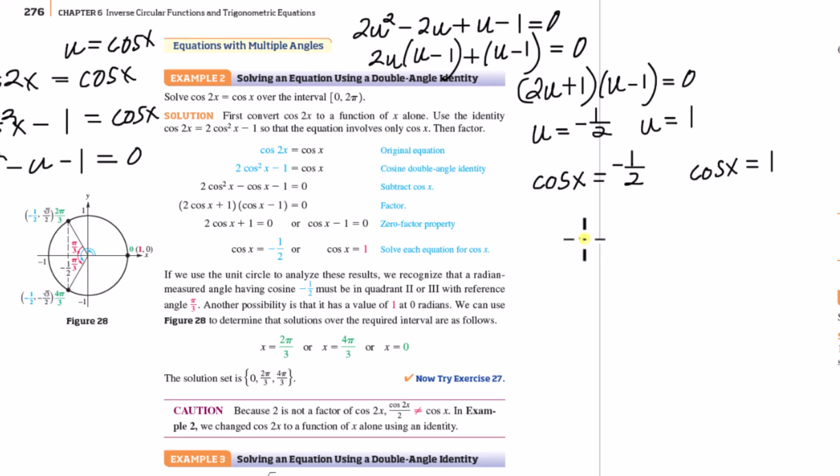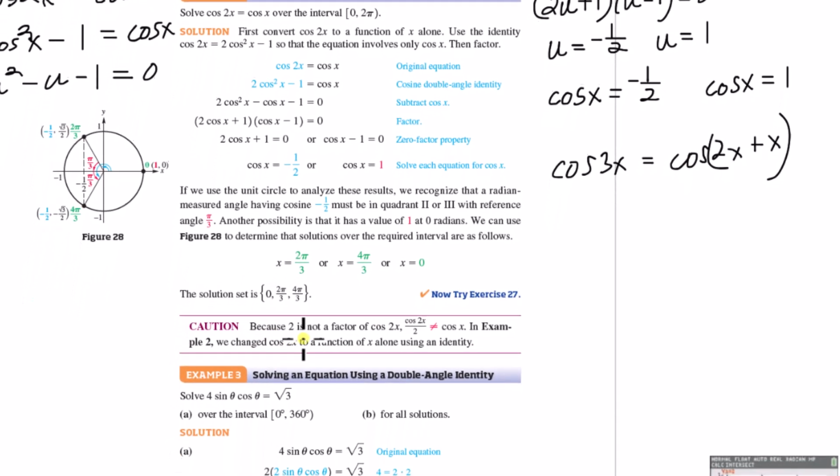Like we could write a triple angle. If we had cosine of 3x, we could write that as cosine of 2x plus x, and then break that up. You could just break it down into all single angle trig functions, and then solve it like we did in the previous section. All right.